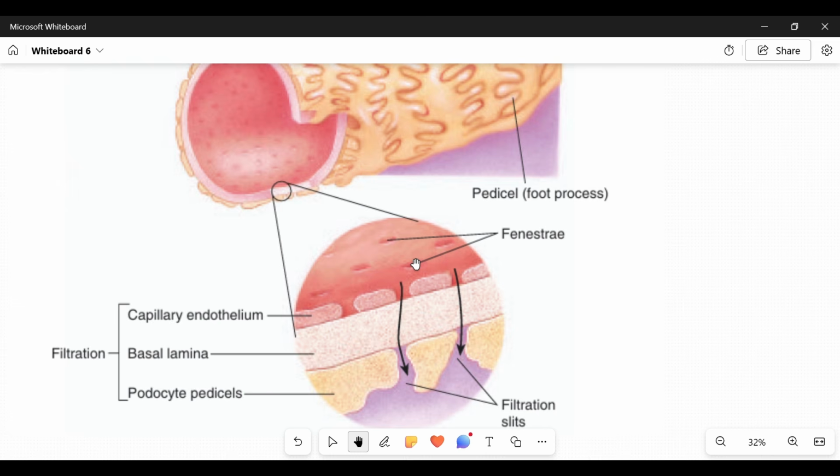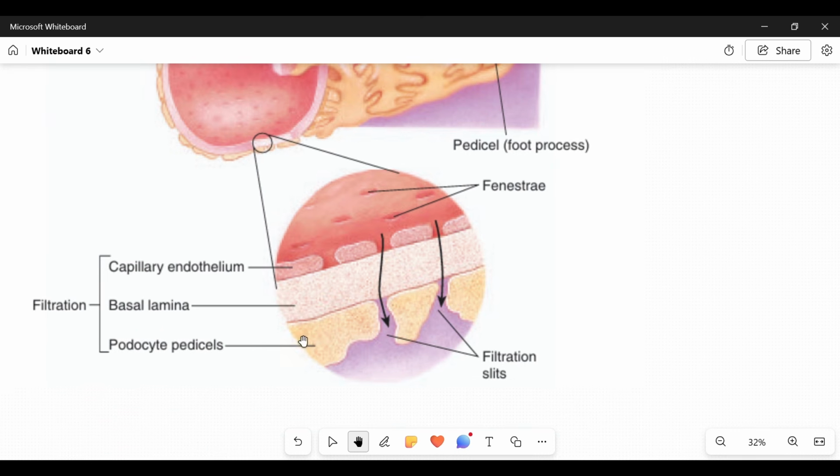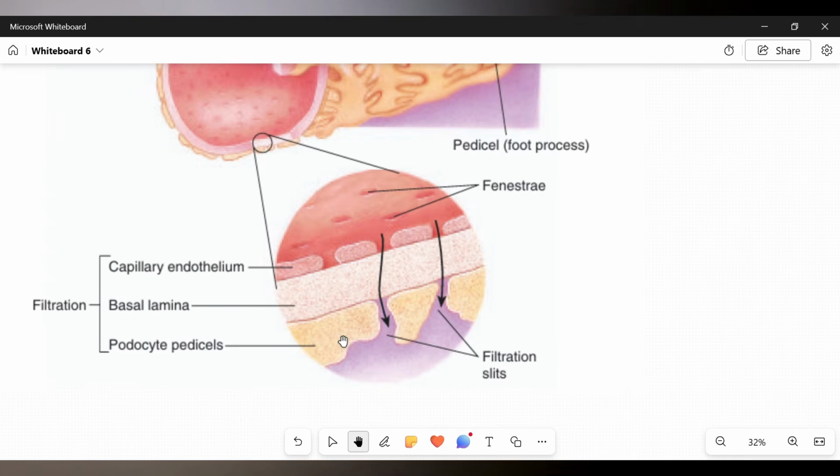So as blood is flowing through these vessels, water and smaller units or electrolytes will pass through these fenestrations. Then if it is able to pass through this basal lamina, the last barrier it will meet is this filtration slit, which is enclosed with these podocyte pedicels. Now together, these three layers form the filtration barrier, making sure that water and electrolytes, specifically positively charged electrolytes, are able to pass through the filtration barrier.